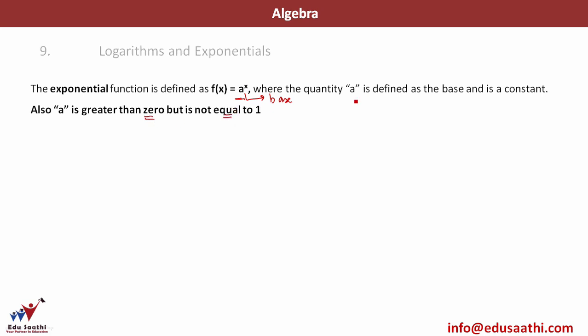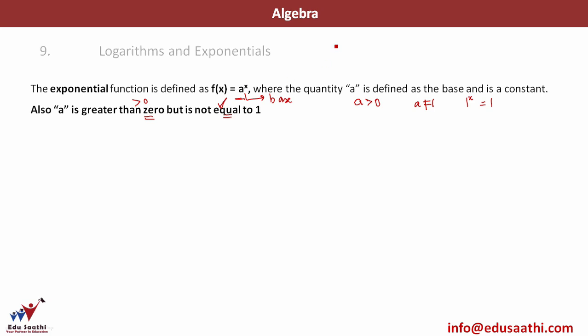So, the base that you are taking, a, in an exponential function has to be always positive and would never be equal to 1, because 1 raised to power anything will end up in 1. So, the thing which is very important is, first of all, it has to be greater than 0, and second, it has not to be equal to 1.